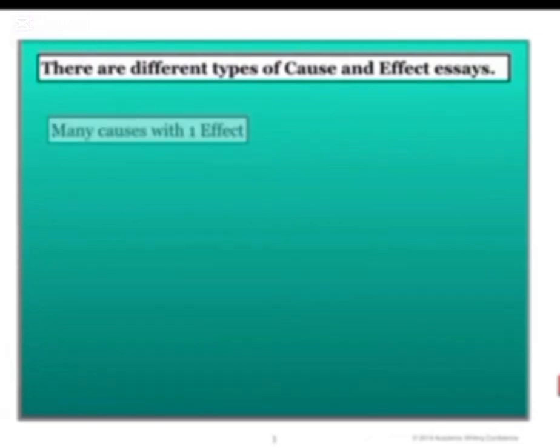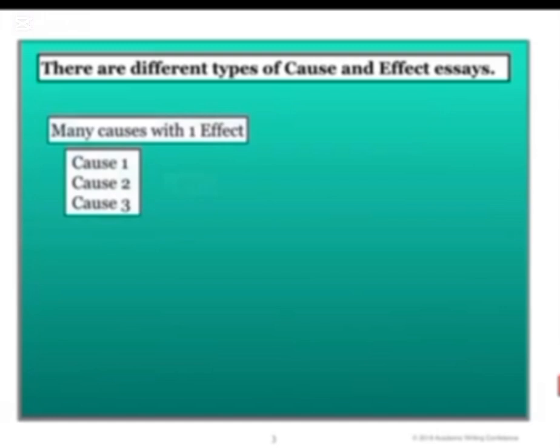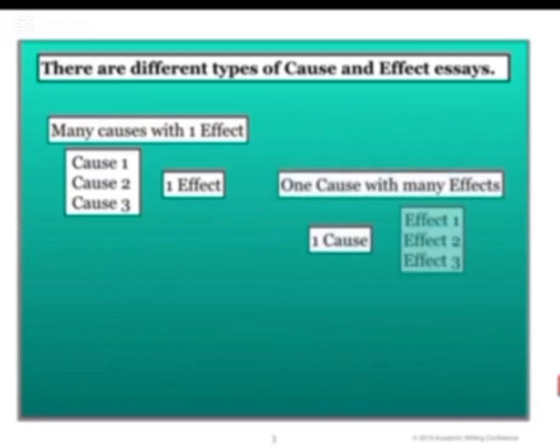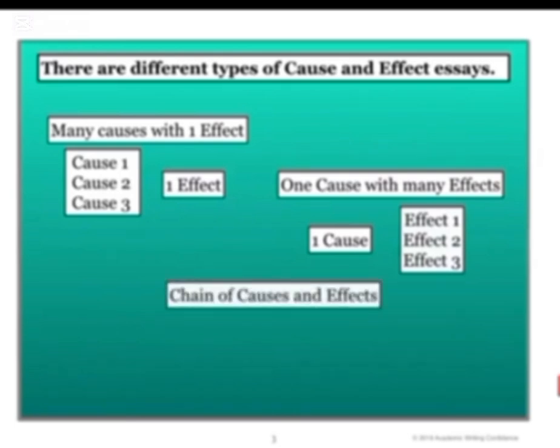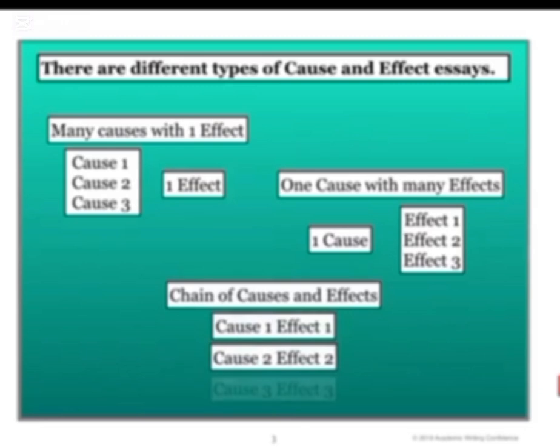There are different types of cause and effect essay. The first type is when there are many causes with one effect. In this type of essay, you will talk about perhaps 3 possible causes of one effect or one result. The second type is when there is one cause and many effects, and a third type is called a chain of causes and effects. In this type of essay, one paragraph would talk about one cause and the effect it brings, followed by 2 more paragraphs in the same pattern.